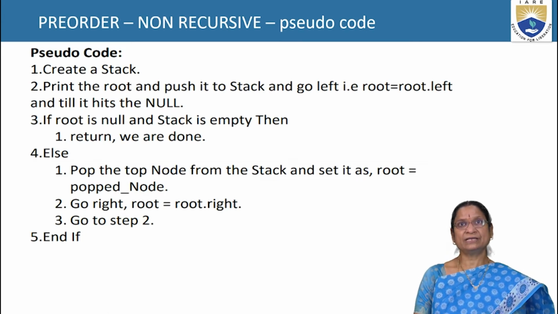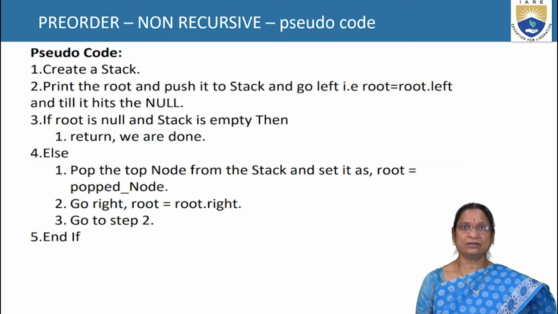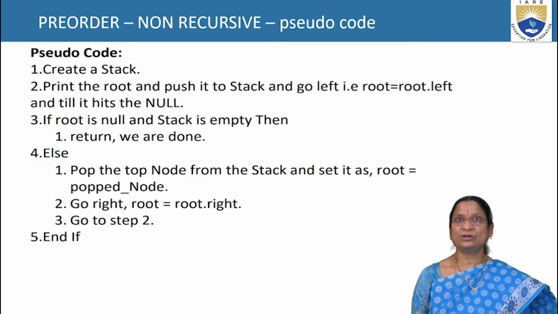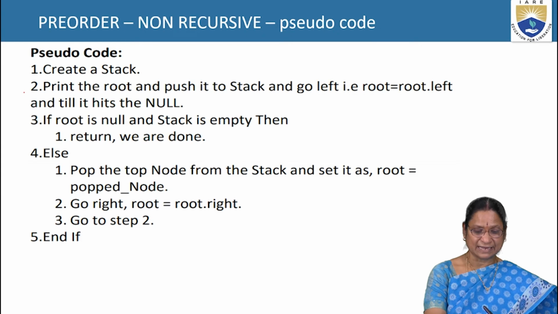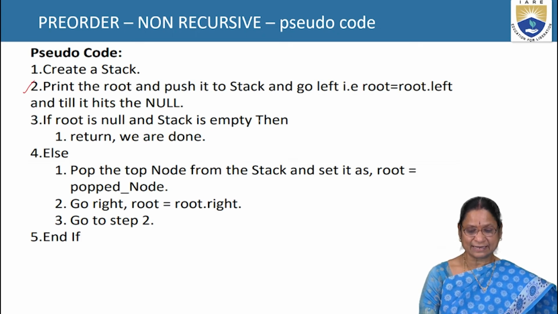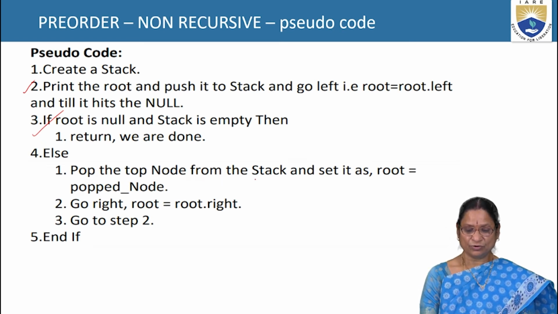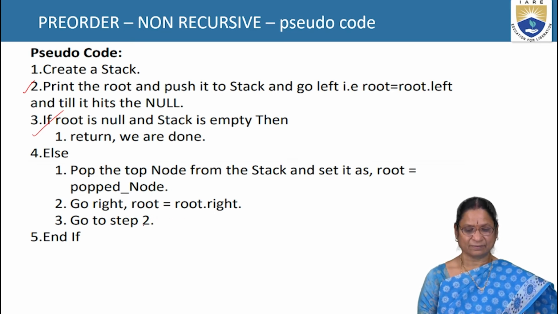Similarly for the non-recursive procedure, we will consider pre-order. Pre-order means first the root, then the left subtree, then the right subtree. Here also we are using a stack: print the root, push onto the stack, and set root to root of left till it's null. Same process. Our second step is the same: if root is null and the stack is empty, then return. The third is also the same. Else, pop the top node from the stack, set it as the root, and go to the right, then repeat the step.